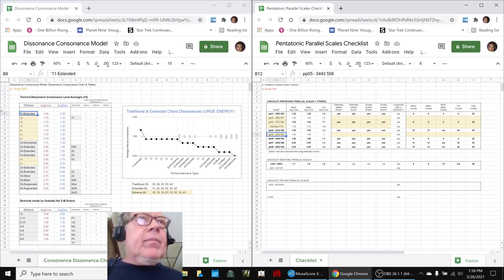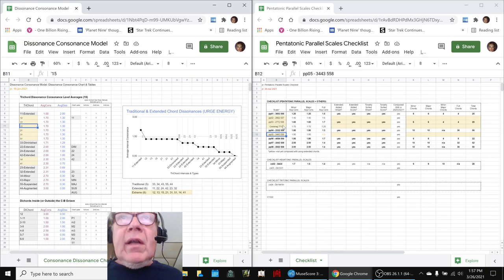Okay, we can do it. Let's show it here. So this is our scales checklist, and we have four scales that we are adding extended chords to in this series. And by extended chords, we mean in particular these yellow chords over here, 1, 2, 1, 3, 1, 4, 1, 5.